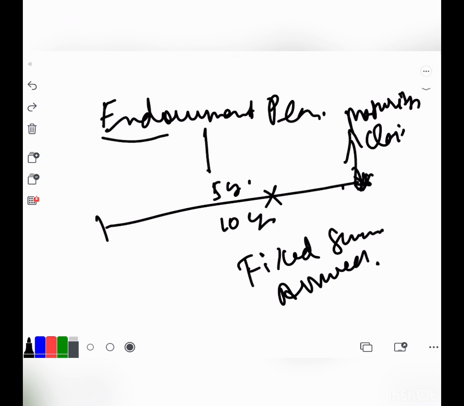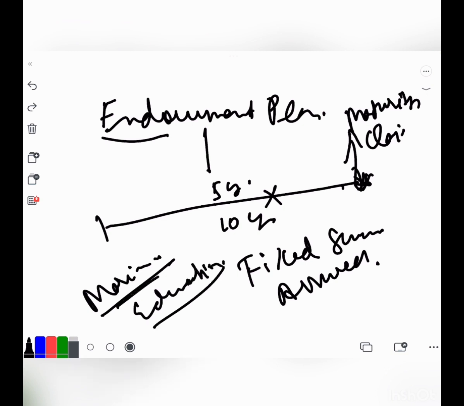And so this kind of plan is good for, say, planning for marriage, education of a child. So such kind of things are good for this plan. This plan is good, but it is costlier than a term plan.